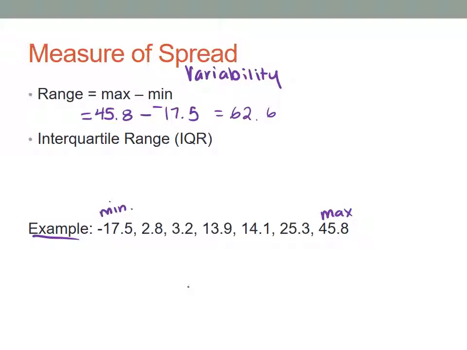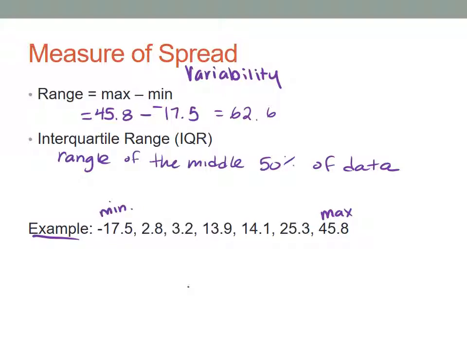Quartiles, instead of breaking into 50% segments, break it into 25% segments. So the interquartile range is the range of the middle 50% of our data. Okay, it's really talking about what's going on close to our center.